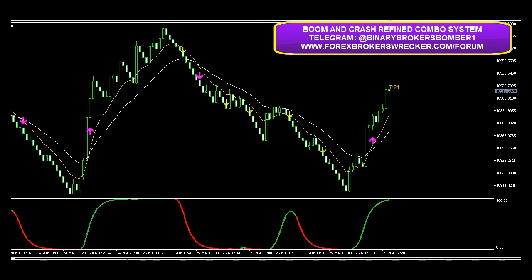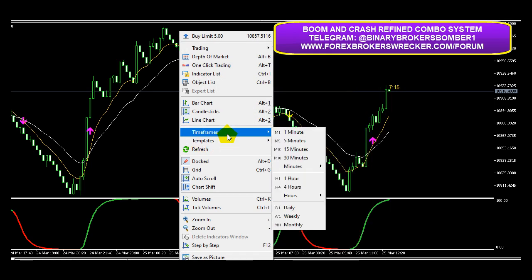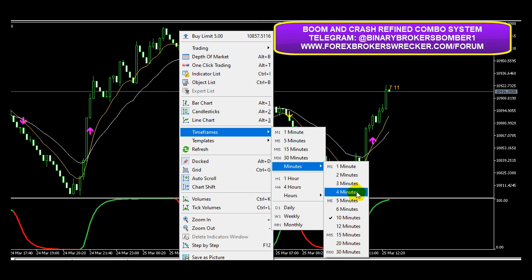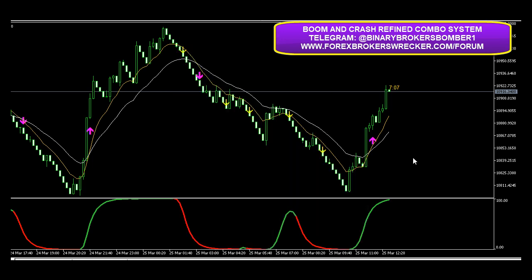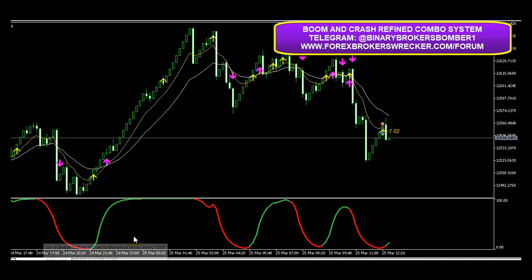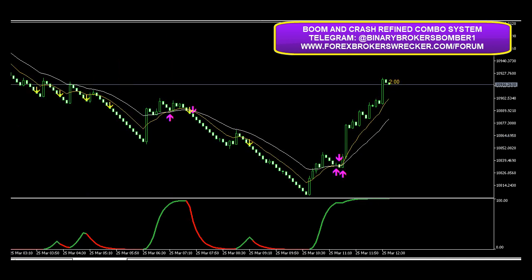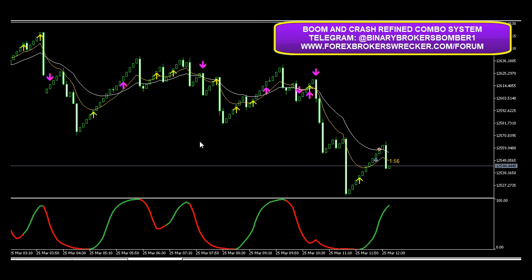I put Boom 1000 to 10-minute time frame. Here on the time frame, select minute, I put it on 10. You might use 5, you might use 15. I'm using 10. So Boom 1000, Crash 1000, 10 minutes. Then Boom 1000 again on 5 minutes, Crash 1000 on 5 minutes.